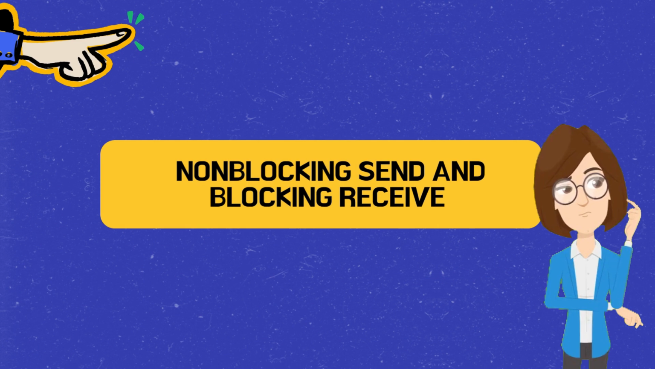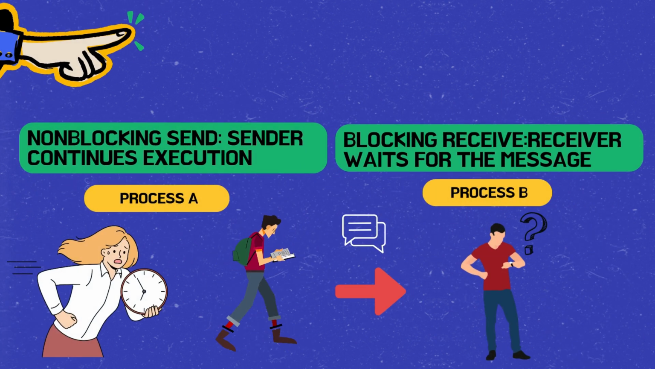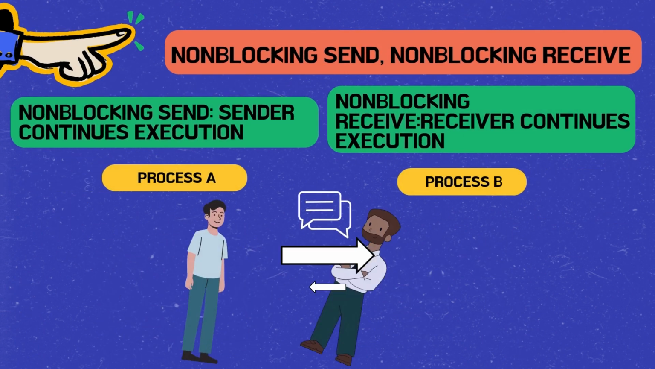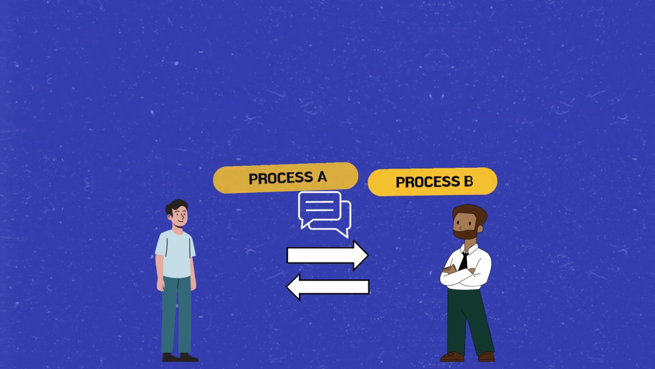Understanding non-blocking send and blocking receive. In non-blocking send and blocking receive, the sender continues after sending the message, while the receiver waits until the message arrives. Useful for sending multiple messages quickly. This combination is highly useful as it allows quick message dispatch to various destinations. In non-blocking send and non-blocking receive, neither the sender nor the receiver waits.